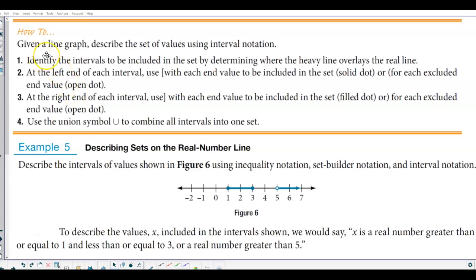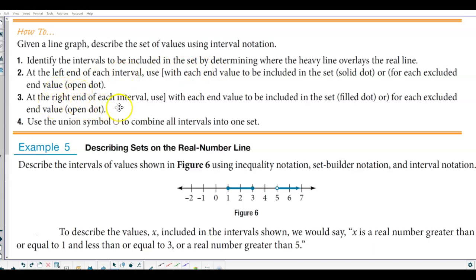Now, if we are given a line graph, we want to describe the set of values using interval notation. Number one, we want to identify the intervals to be included in a set by determining where the heavy line overlays the real line. Number two, at the left end of each interval, use a bracket with each end value to be included in the set, which is a solid dot, or a parenthesis for each excluded end value, with an open dot.